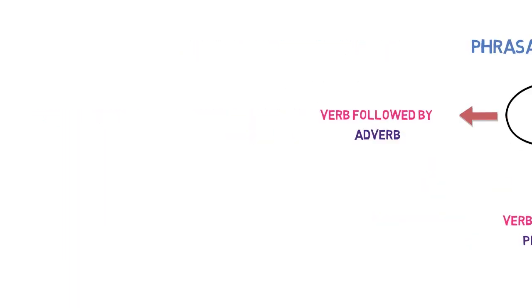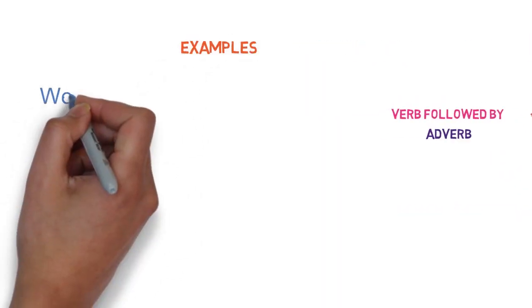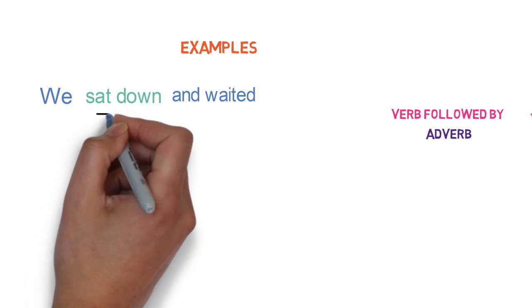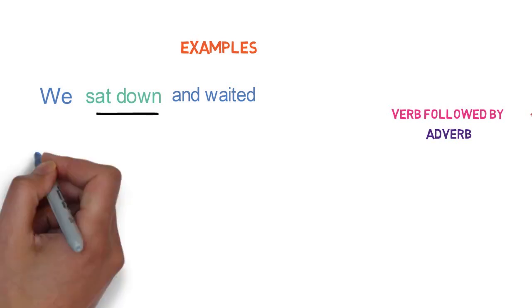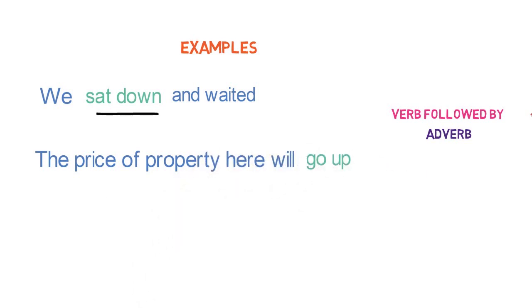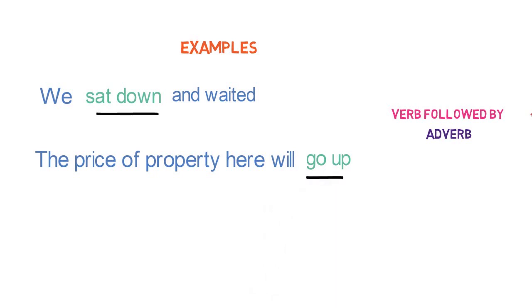Let's start with examples of verbs followed by adverbs. We sat down and waited. Here, sat is the verb and down is the adverb. And the whole group of words sat down is a phrasal verb containing an adverb. Let's look into the next example. The price of the property here will go up. Here, go is the verb and up is the adverb. And the whole group of words go up is a phrasal verb.